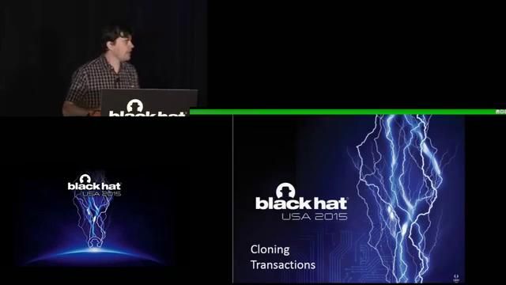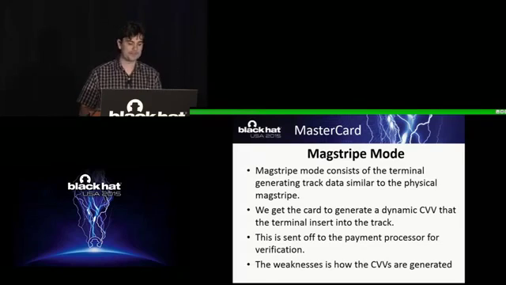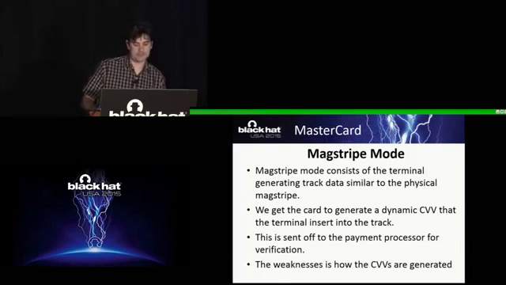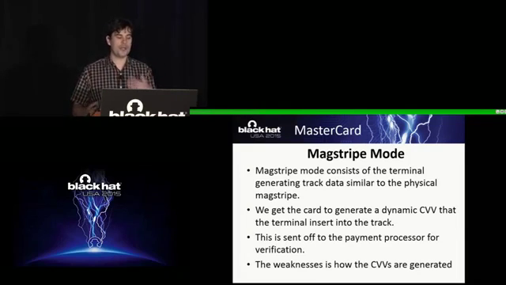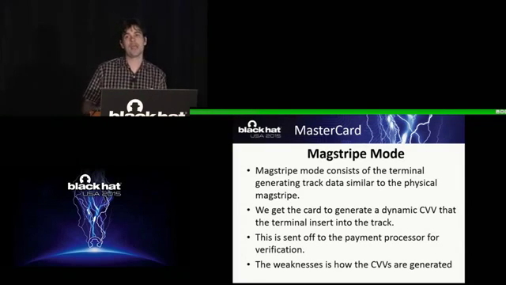So we'll go into cloning transactions. How would we clone a transaction? On magstripe mode, you want to generate track data that's similar to a system. So in this mode, we're basically making a dynamic CVV and inserting that into regular track data and sending that off.